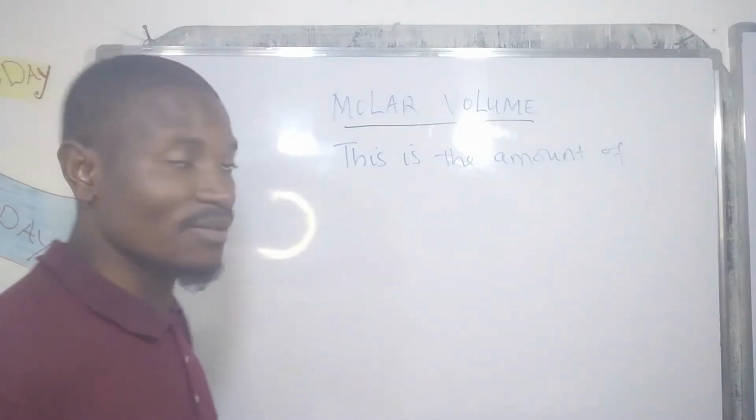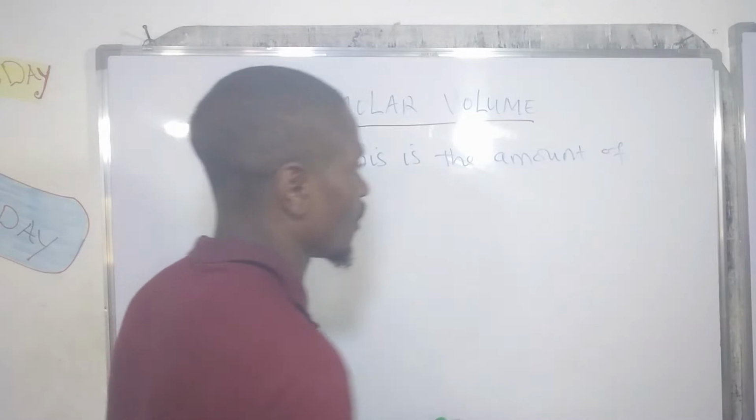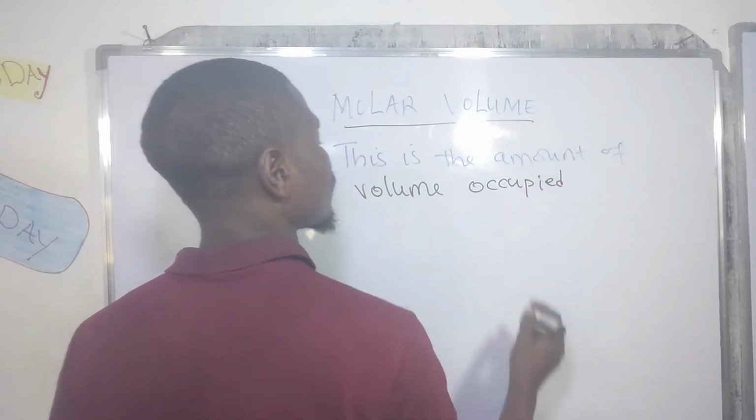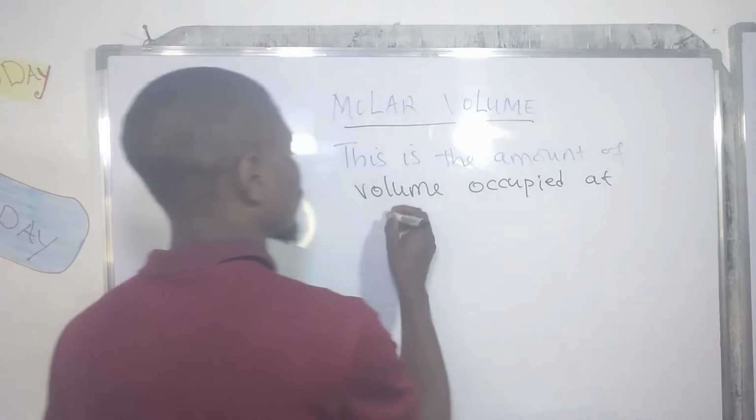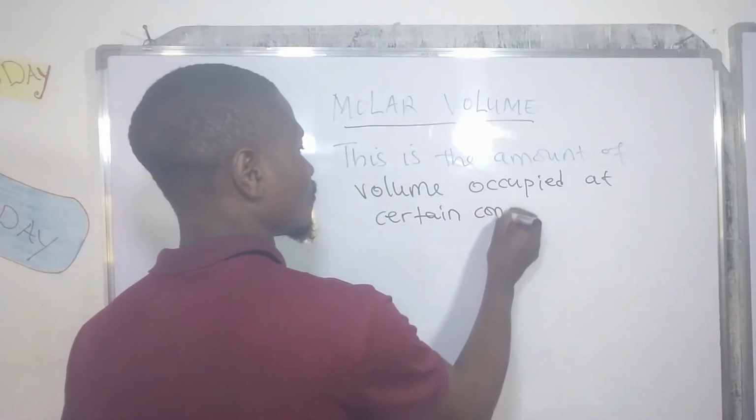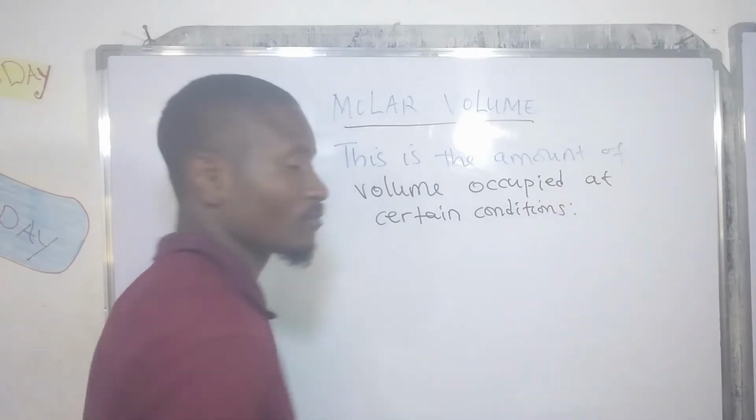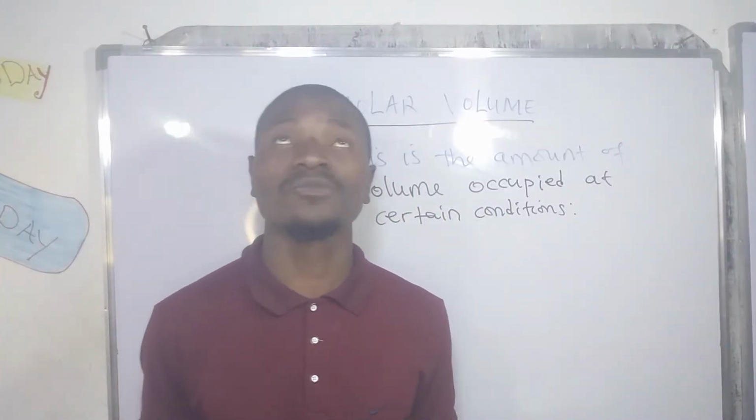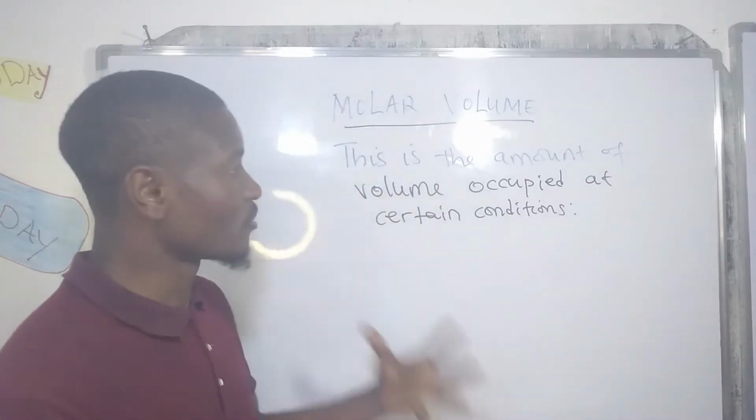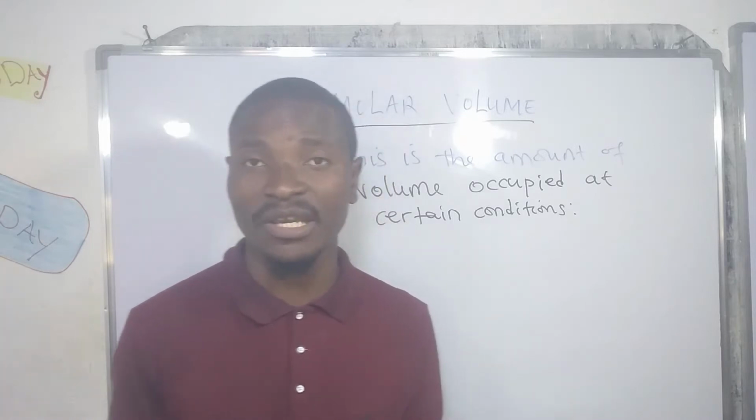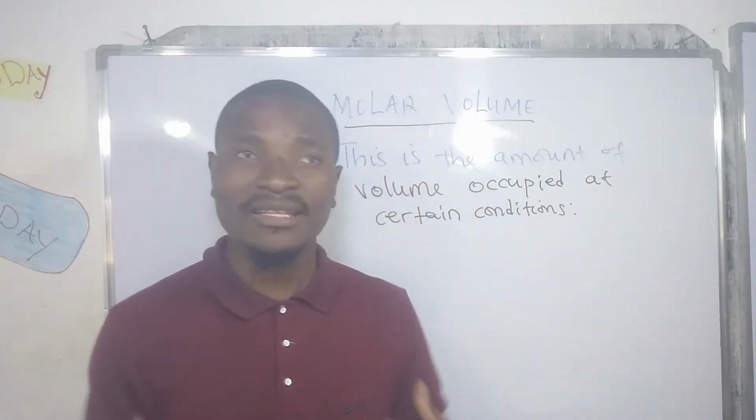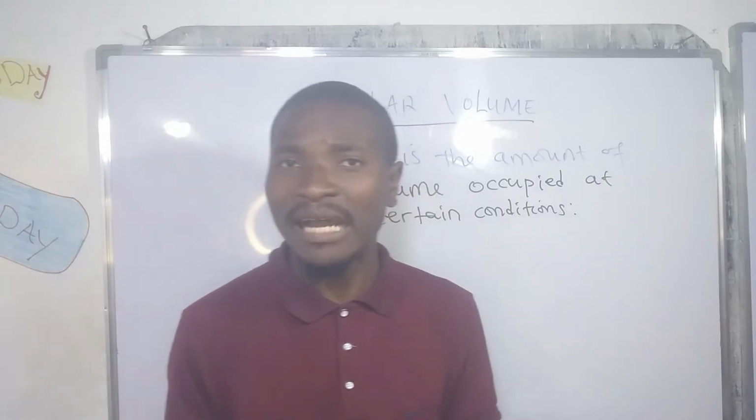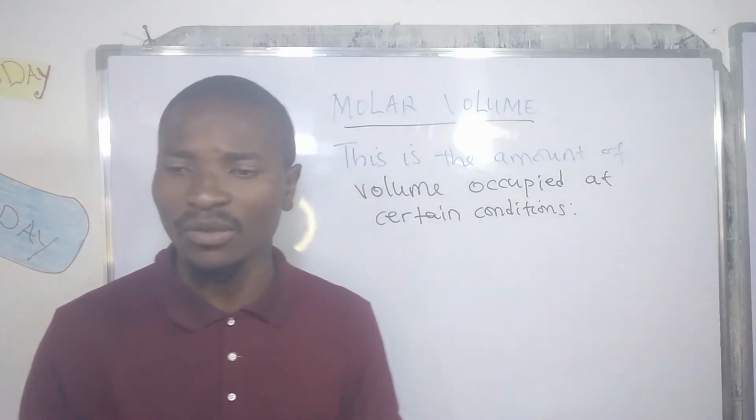So we are saying that this is the amount of volume occupied at certain conditions, okay? What we mean by certain conditions is that these volumes normally behave differently when you expose them to different conditions, okay? But now we have to understand what are these conditions that we're looking at, okay?